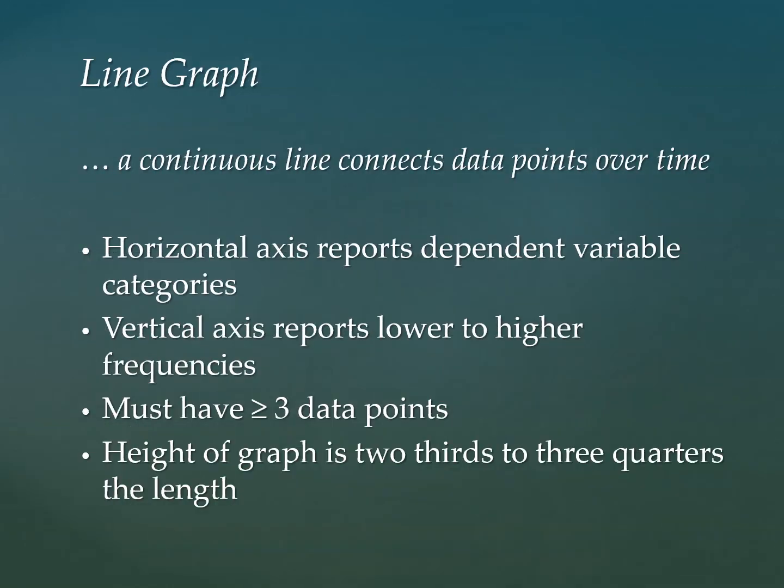Okay, on to a line graph, and this is used with interval or ratio data as well. It's a continual line that connects data points over time. So the horizontal axis reports a dependent variable category. The vertical axis reports higher to lower frequencies, so the numbers. You want to have at least 3 data points, and often you want to have much more than that. So this is when you really need to have a lot of different data over several different data points. The height of the graph is 2/3 to 3/4 the length of the graph.